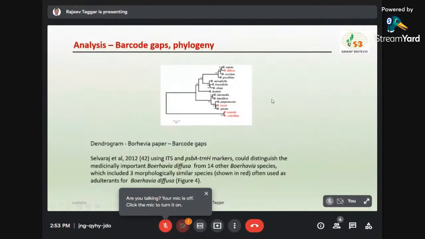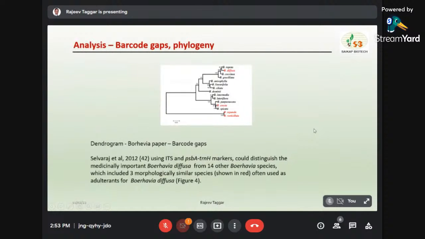Okay, like I said, all life forms are interconnected, and that means delineating, separating one species from another species becomes very difficult. And that is the reason we have something called barcode gaps. Now, yesterday we talked about dendrograms. If you remember, this is a dendrogram here.